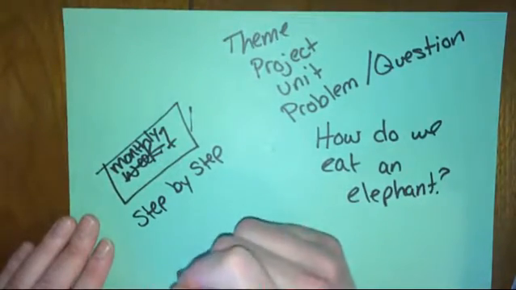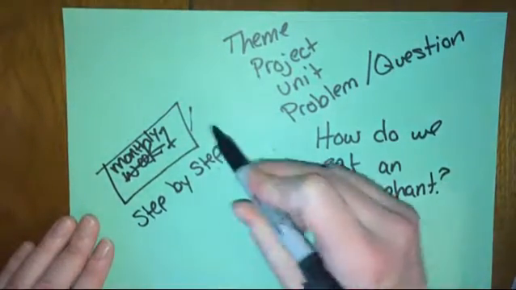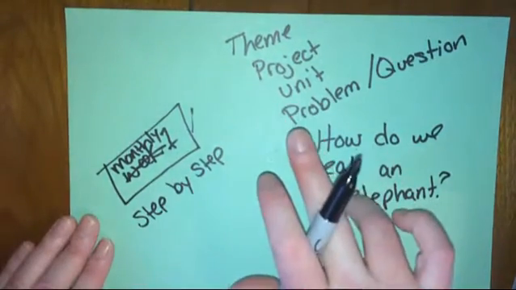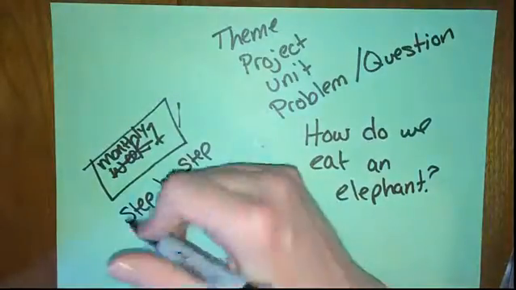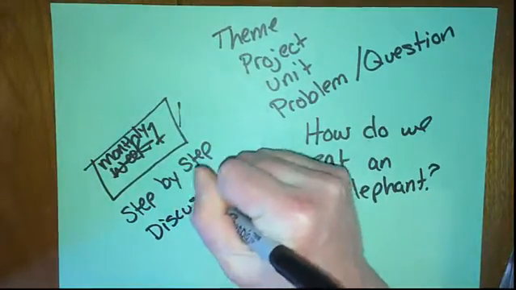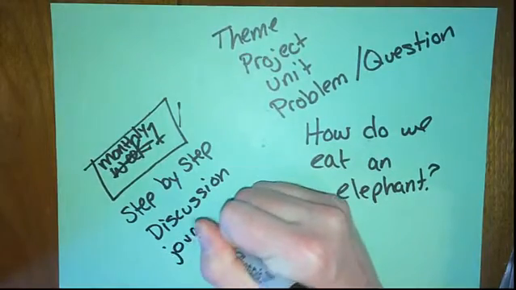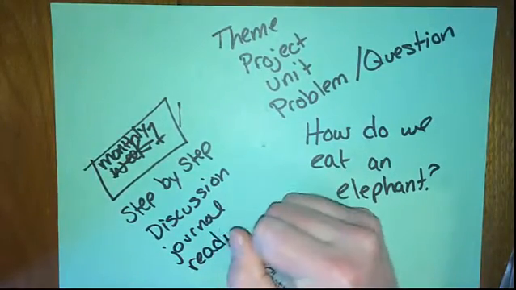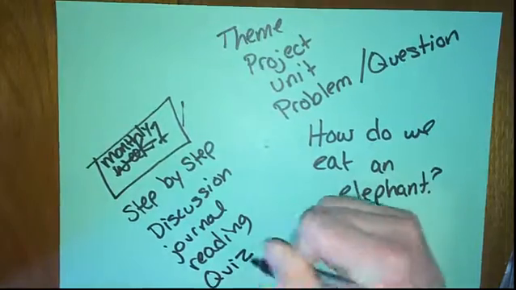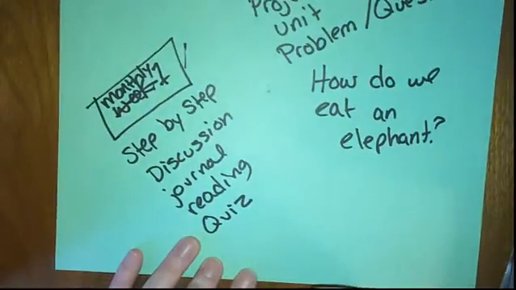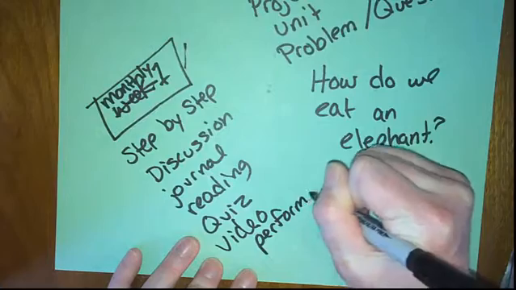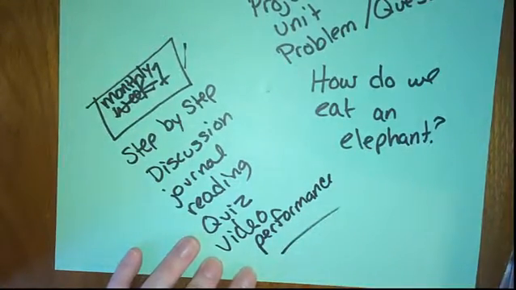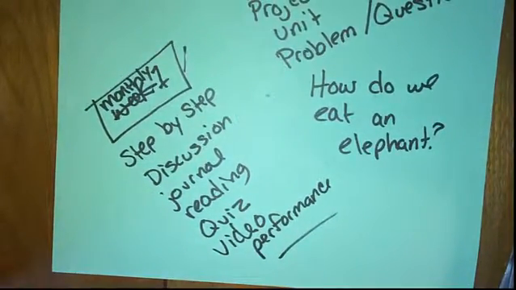But in your module, you will have every item that you need for your students to complete in order to answer that central question that relates to your learning outcomes. That might include a discussion prompt. It might include journals. You may have reading and a quiz, and then something that your students have to do in order to demonstrate that they have successfully eaten the elephant. So perhaps a video performance of that activity.